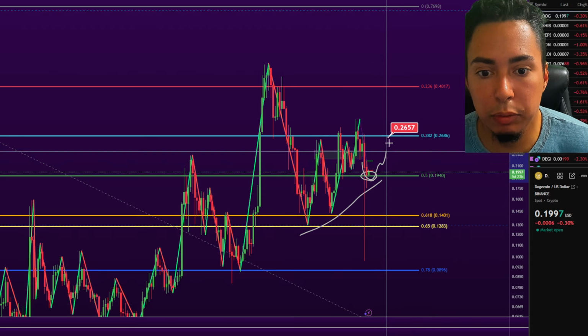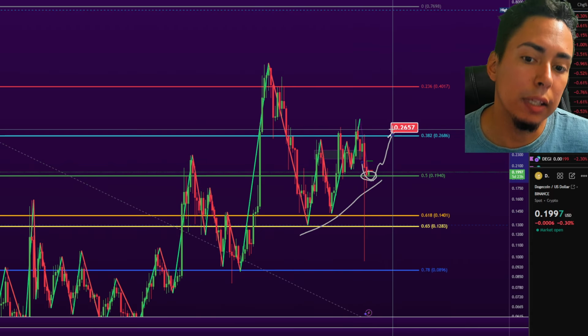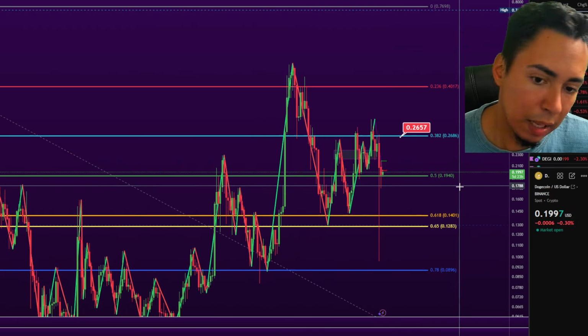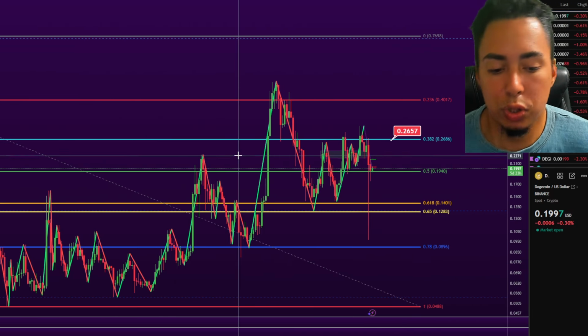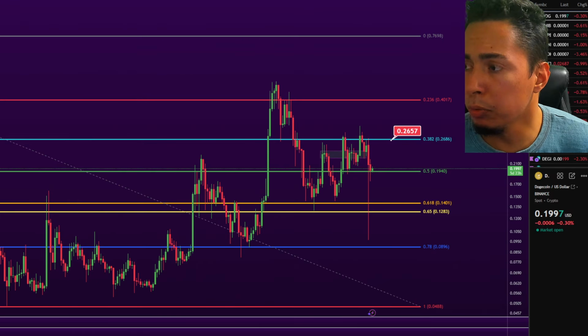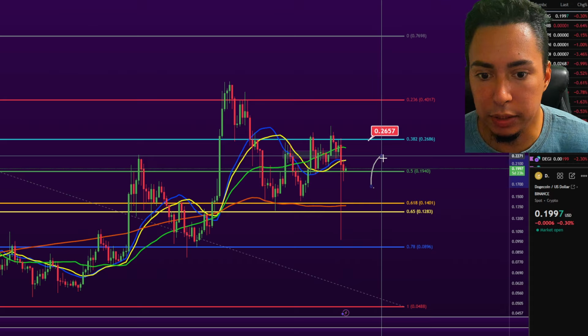And we're still putting in higher lows, okay? So you put in a higher low and we test that 26 cents, or we put in a higher high. So just looking at Dogecoin's structure, very, very bullish. One of the most bullish coins based on the charts, in my opinion, still, okay?